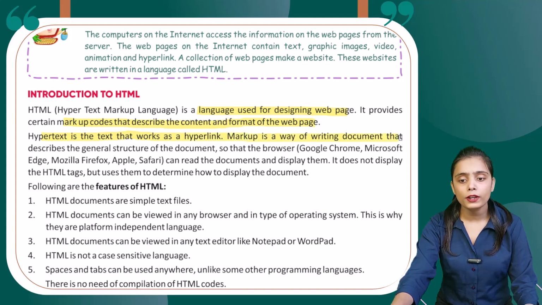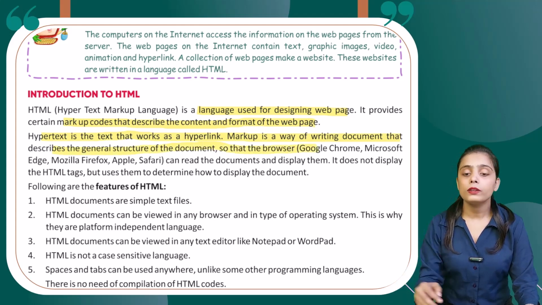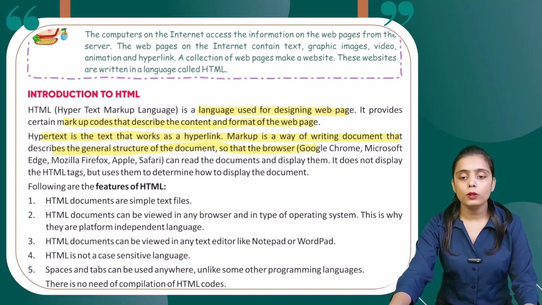Markup is a way of writing a document that describes the general structure of the document so that the browser, it can be any type of browser, for example, Google Chrome, Microsoft Edge, Mozilla Firefox and Apple Safari, can read the documents and display them. It does not display the HTML tags, but uses them to determine how to display the document.